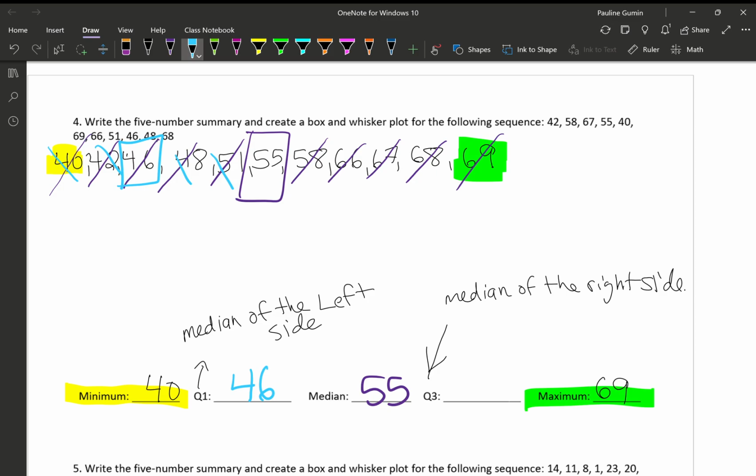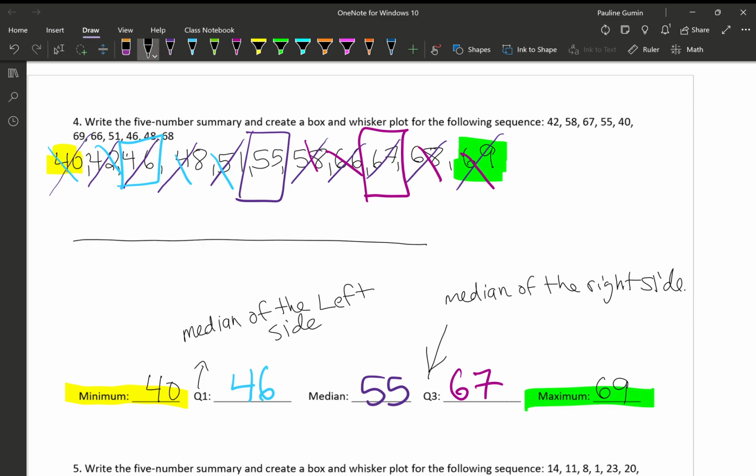Also, you notice how 55 was directly in the middle and I didn't use it for Q1 and Q3? That's purposeful. If we have an actual number in the middle of our data, we don't use it to find Q1 and Q3. But let's find Q3. Awesome. 67. So there's our 5-number summary. I'm going to draw a little number line, and I'm going to go 40, 1, 2, 3, 4, 5, 6, 7, 8, 9, 50.